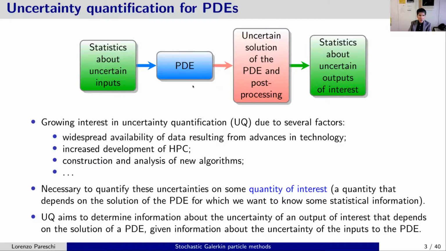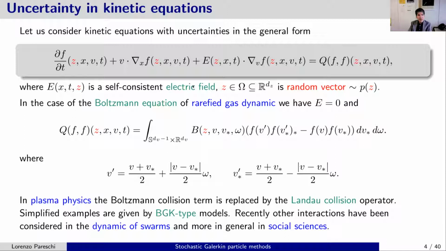So here is a general setting for kinetic equations with uncertainties. We consider as a solution of the dynamic a distribution function which depends on position, velocity, and time. Here I use z to denote the variable in the random space, the random vector, let's say, and typically the total change of the kinetic density in time is due to a transport effect in space, so the free motion of the particles, plus the action of an electric field if present in the velocity space. These are the classical mean field type dynamics.